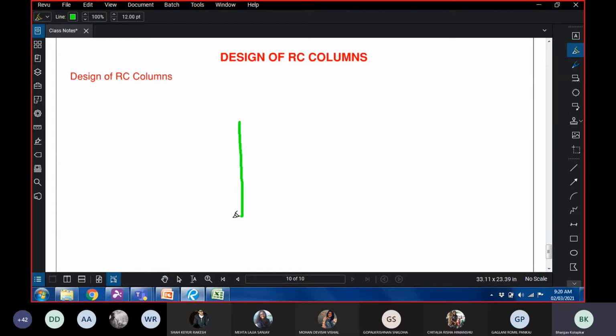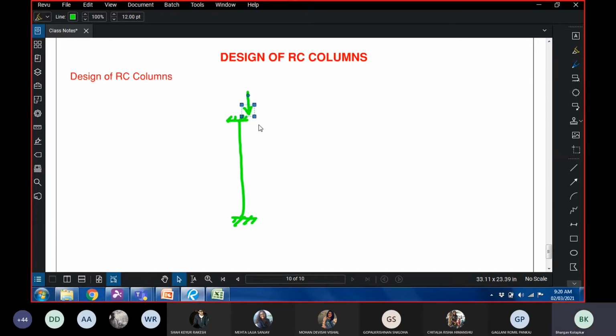So if I say this is a column and it is going to be subject to pure axial compression, it means that the axial load is going to be concentric, or the axial load is going to be passing through the centroidal axis or the longitudinal axis of the column. Now, when I say that the column has to be designed for a minimum eccentricity, what it means is that a certain amount of eccentricity has to be considered in the design.